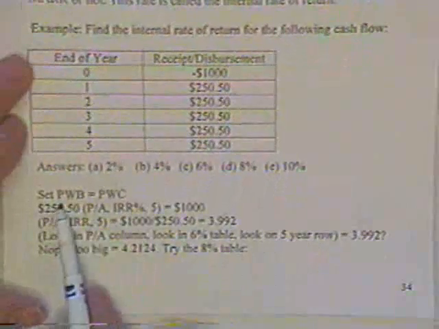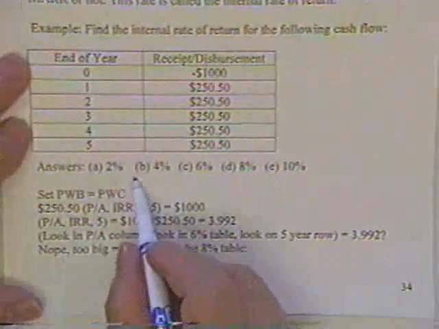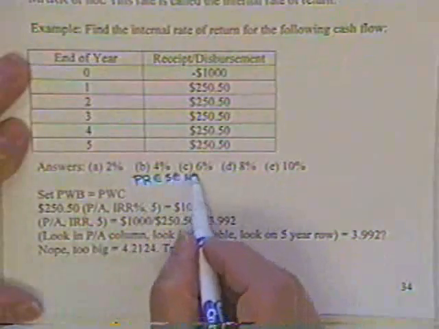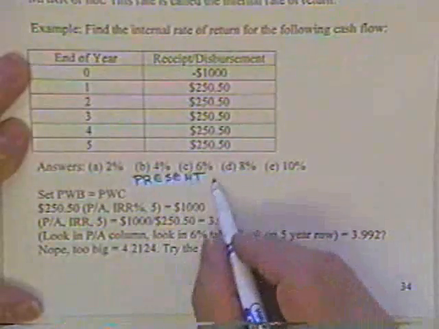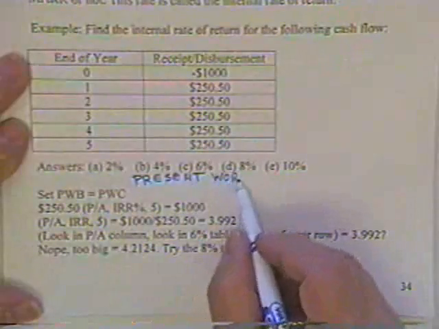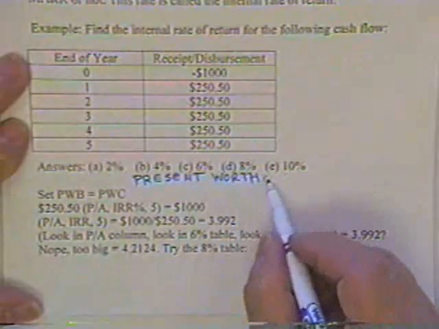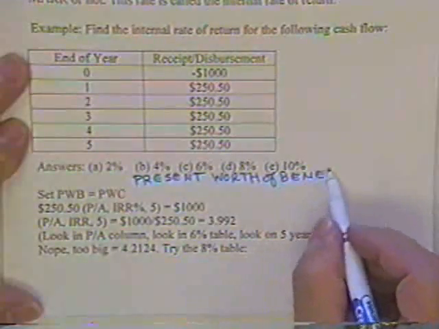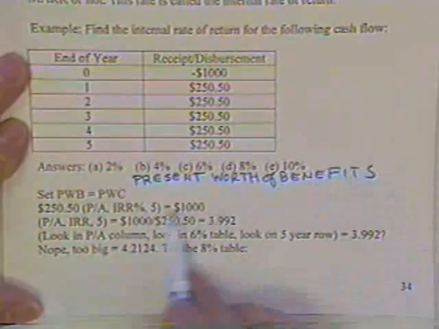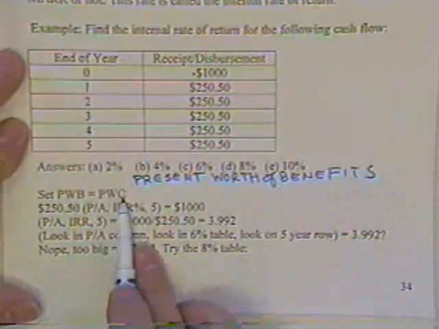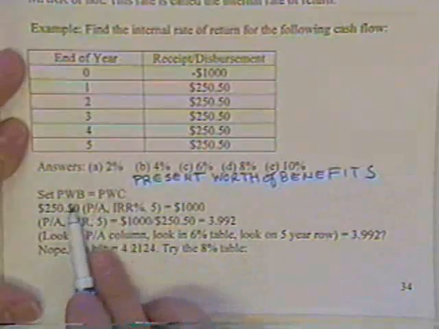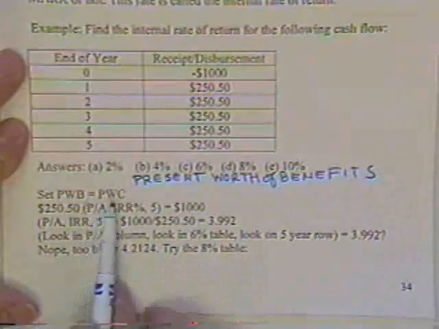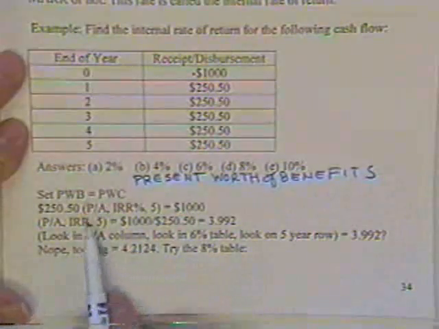So what I'm doing here is I'm moving these back in time, setting the present worth of the benefits equal to the present worth of the costs, because at that rate of return the two would be equal. And that's how you find the internal rate of return.